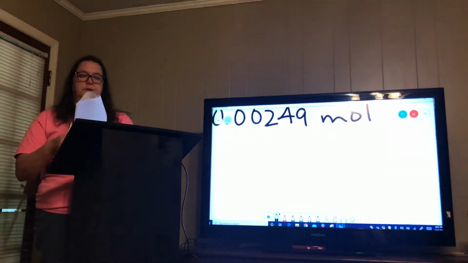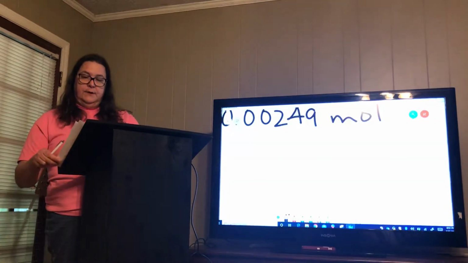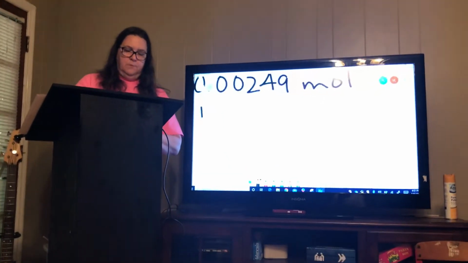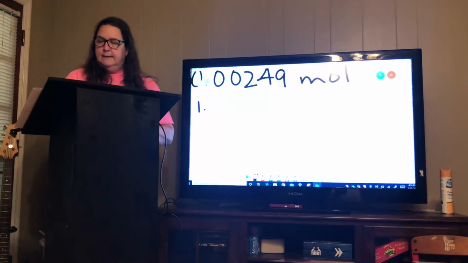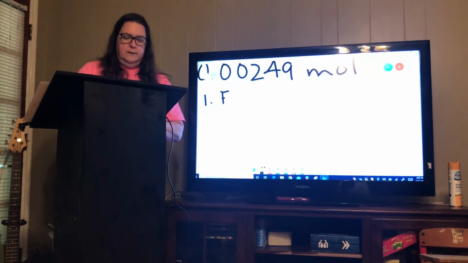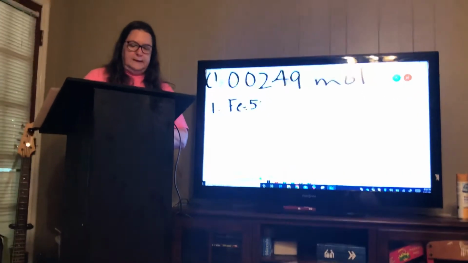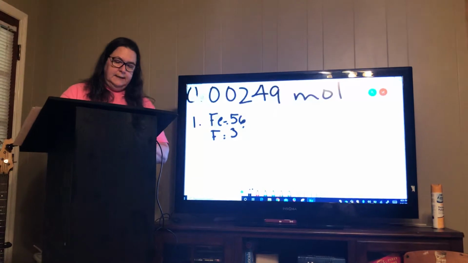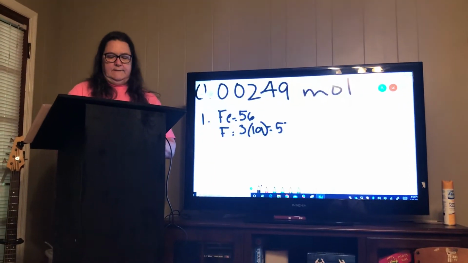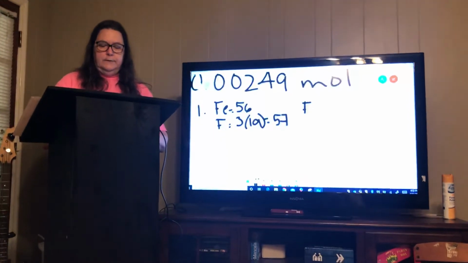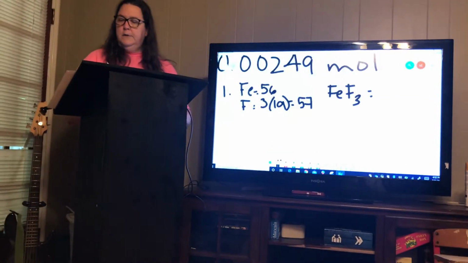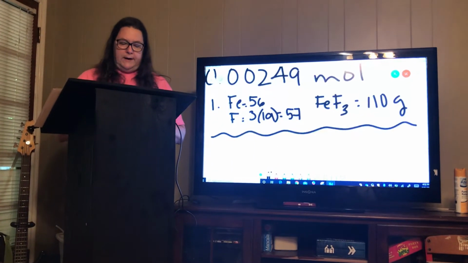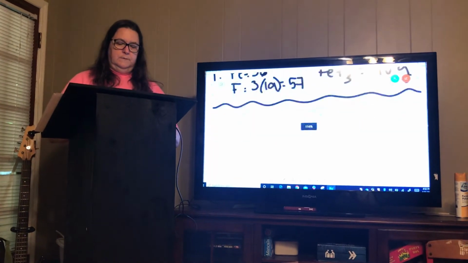So I'm now working on the 2-step worksheet, and I'm going to do the first one. Number 1, first I have to find the molar mass of iron 3 fluoride. Iron is close to 56, and fluoride, I've got 3 of those, and they're each 19, so that's 57. So my molar mass for FeF3 equals 110 grams. Now remember, everything's got to go through the moles.